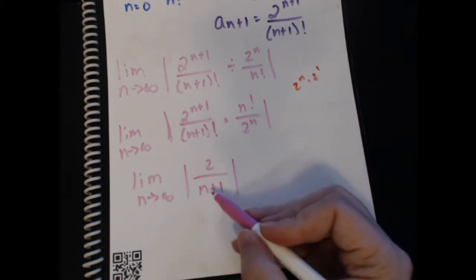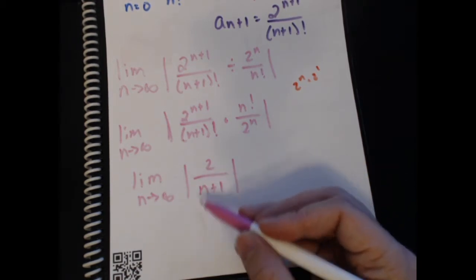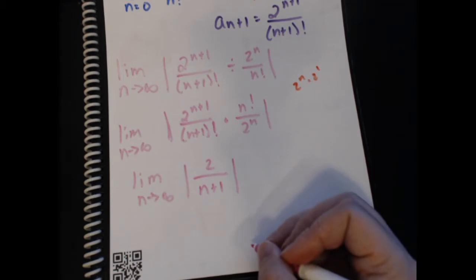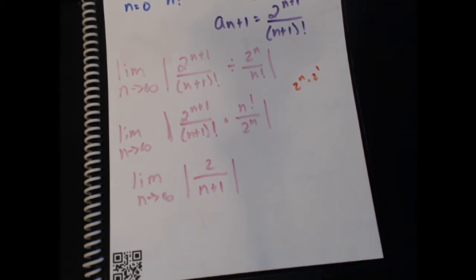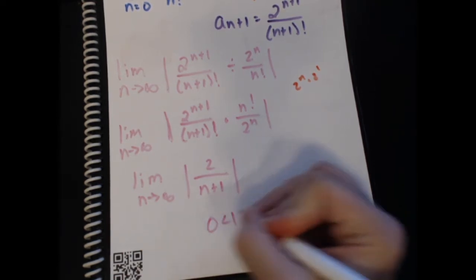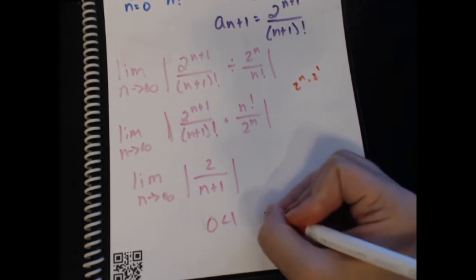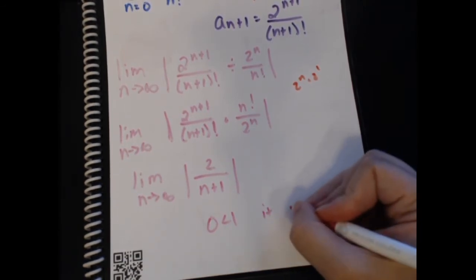All right, if you plug in infinity in the denominator, what does this go to? Zero. So 0 is less than 1, which means what? It converges.